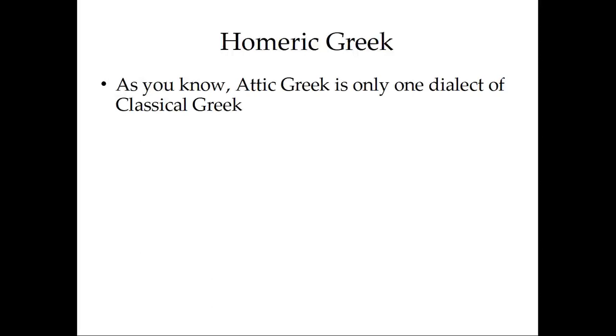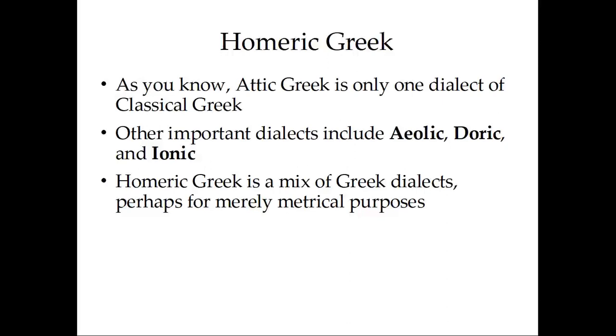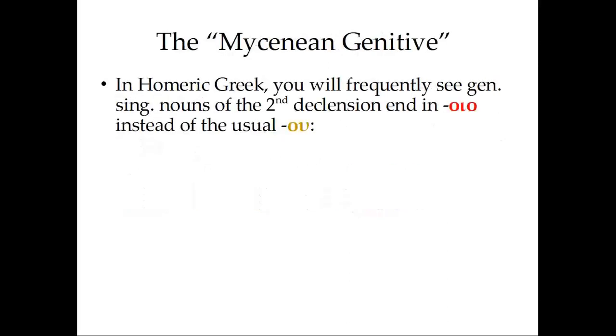Homeric Greek. As you know, Attic Greek is only one dialect of Classical Greek. Other important dialects include Aeolic, Doric, and Ionic. Homeric Greek is a mix of Greek dialects, perhaps for merely metrical purposes.